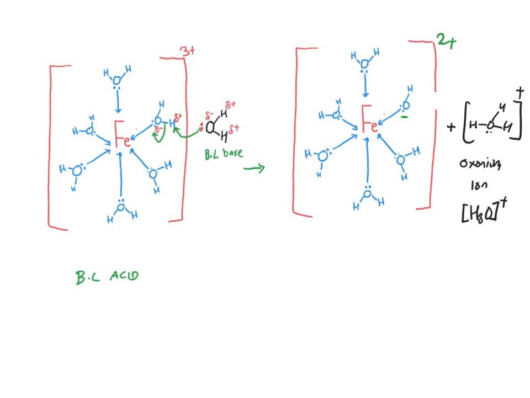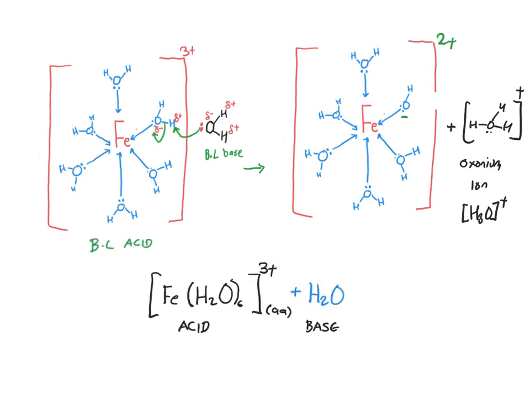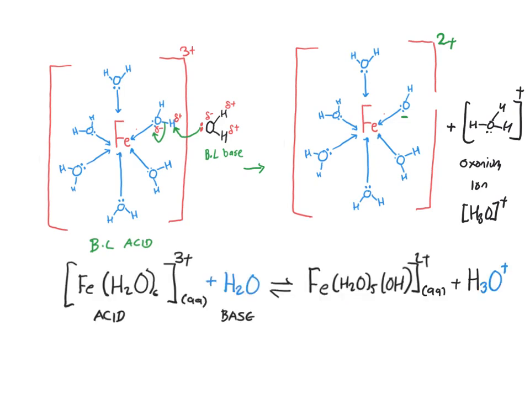And we know that the oxonium ion, or the H3O+ ion, is what is responsible for acidity. Let's write that reaction as a balanced equation, where our water molecule is the base and the hexa-aqua ion 3+ is behaving as an acid. The resulting species has lost a proton, and this is what causes the solution to have a lower pH, the presence of the oxonium ion.